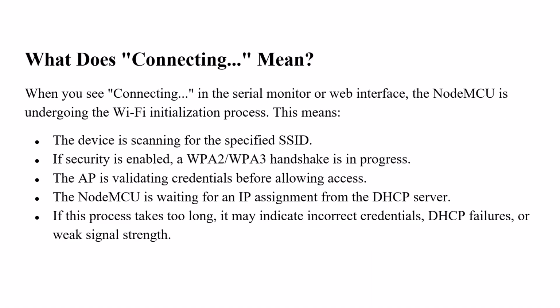Next, what does connecting mean? The term connecting, seen on a serial monitor or display, doesn't mean the NodeMCU is stuck. It means it's actively performing its connection ritual. It's scanning for the right network, verifying the credentials, and waiting for the router to assign it a space in the network. It's just like you calling your friend, waiting for them to pick up and verifying you called the right person. This phase is especially important in dynamic environments. If the process takes too long, it's usually a sign that something's wrong, like a bad password, a weak signal, or a crowded network. It's a moment of suspense. Will the connection succeed or fail?